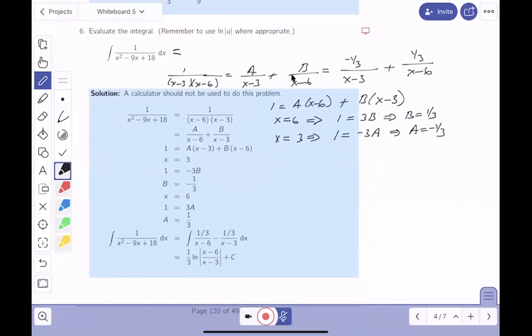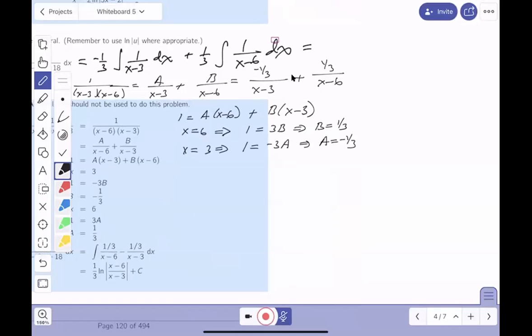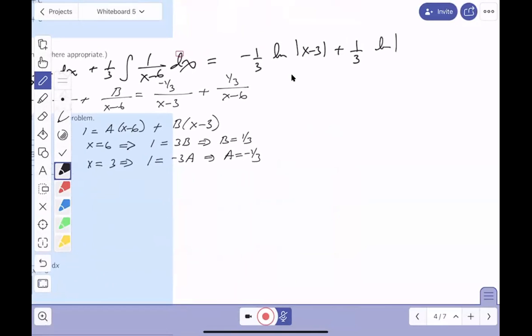All right, let's put this down. So this integration is going to be 2 separate integrations. The first one's going to be minus 1/3 integral of 1 over x minus 3 dx. The other is going to be plus 1/3 the integral of 1 over x minus 6 dx. And that's really easy to integrate. And I'll put this down and we'll check with the answer key later. So minus 1/3 natural log of the absolute value of x minus 3 plus 1/3 natural log of x minus 6 plus c. This is a fine answer. If that's your answer, you would get full credit.